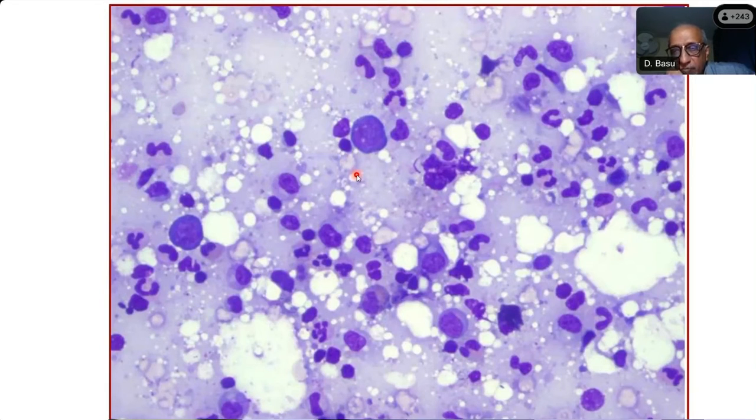2:1 to 5:1. Right, perfect. 2.5 or up to 5:1. Right, so more myeloid cells.